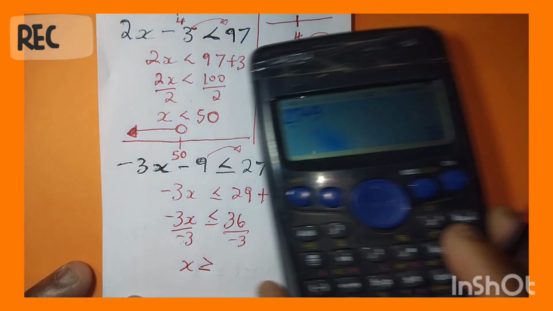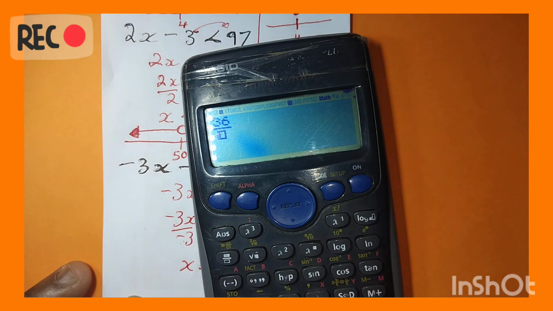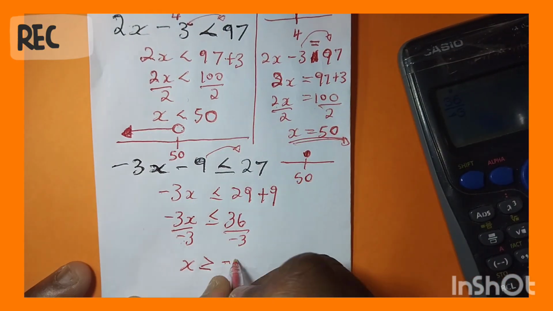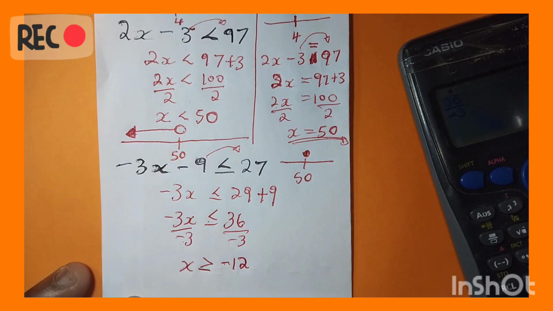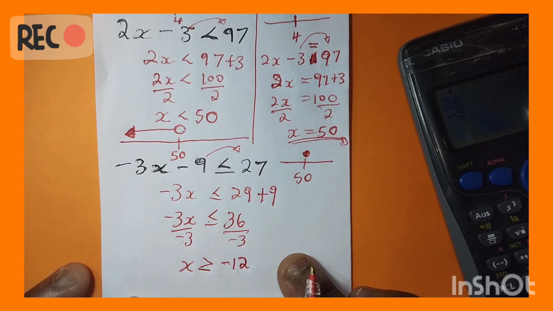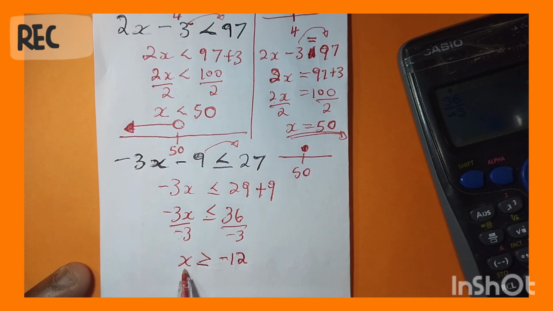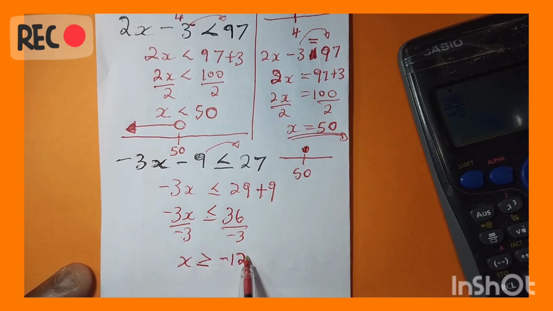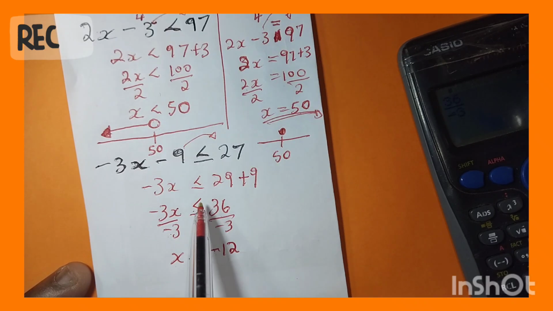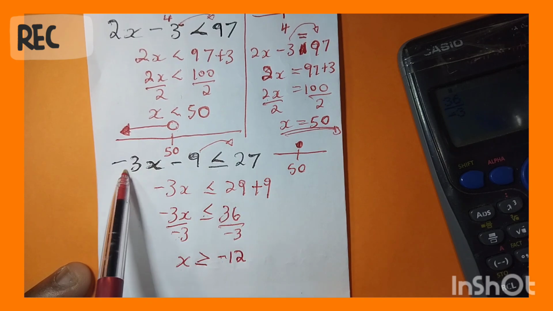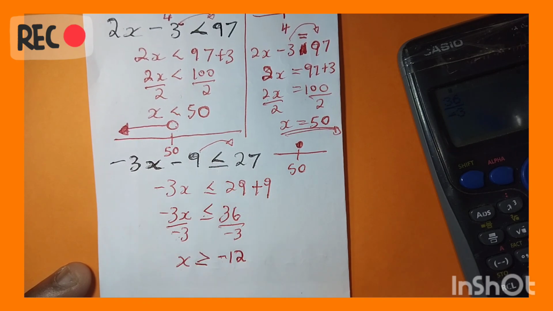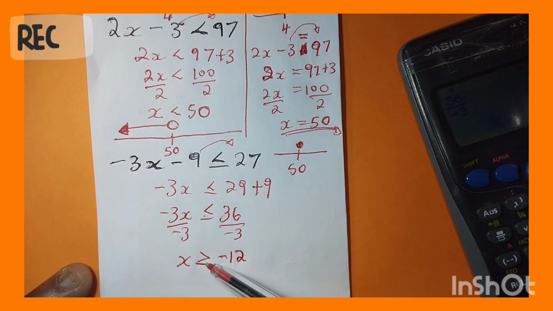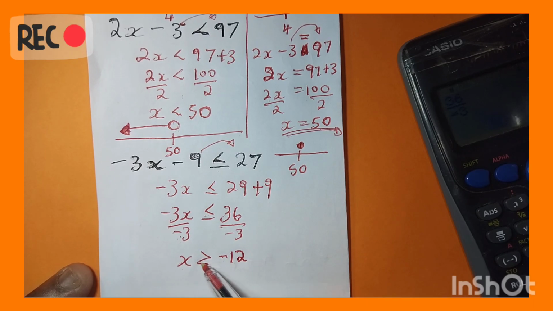And here your answer now will be what? 30 minus this, which is here, it's negative 12. It's minus 12. Do you see? Yeah. So it simply says that all the values of x which are greater than negative 12 will be included in this inequality equation. Even negative 12 will also be included, because there we got this sign, which is what?